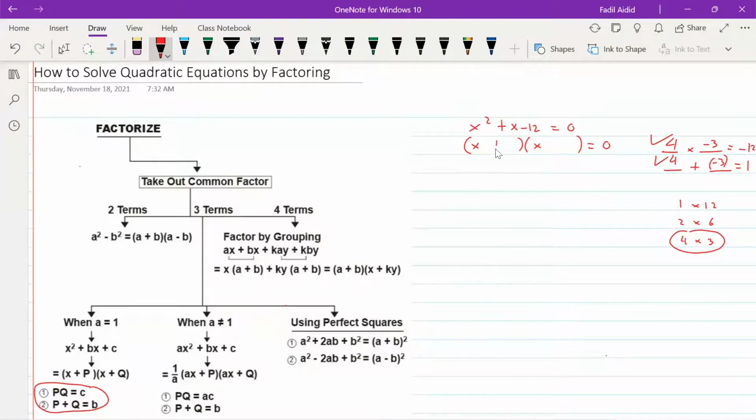So put it in here, +4 and -3. And then as usual, make each bracket equal to 0. So x plus 4 equals 0, or x minus 3 equals 0. And then you solve for x, subtracting 4 from both sides. So you get x equals -4, or x equals, adding 3 to both sides, x equals 3.